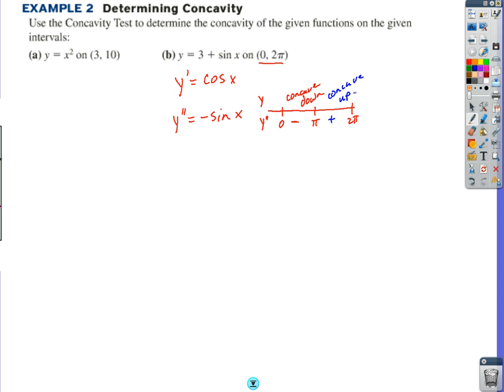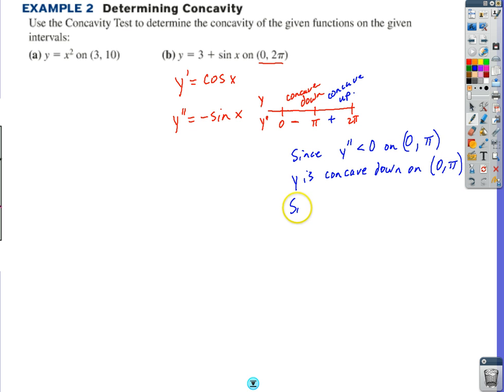And then your sentence would look like, since y double prime is less than 0 on 0 to pi, y is concave down on 0 to pi. Then you need to write a second sentence saying since y double prime is greater than 0 on the interval pi to 2 pi, y is concave up on pi to 2 pi.